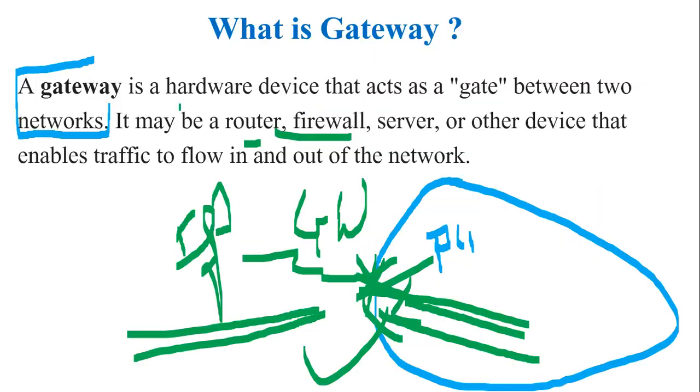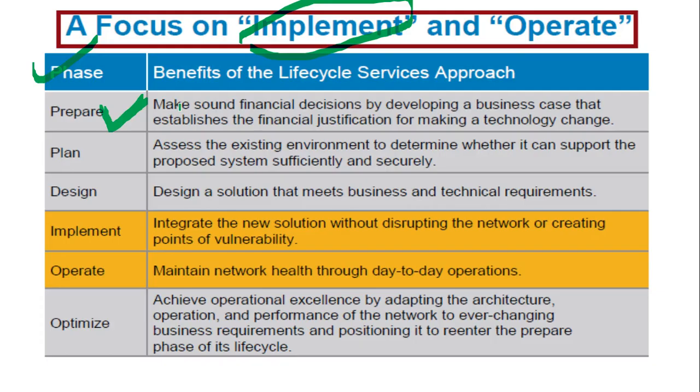If you make a structure, if you make a design, then implement and integrate the new solution without disturbing the network or creating points of vulnerability. So if you have existing infra, try to implement it carefully. Do not do any silly thing which can disturb your existing infra and operation. Operate: maintain network health through day-to-day operations. Once it is established, we need to keep monitoring how it is operating day by day. Optimization.